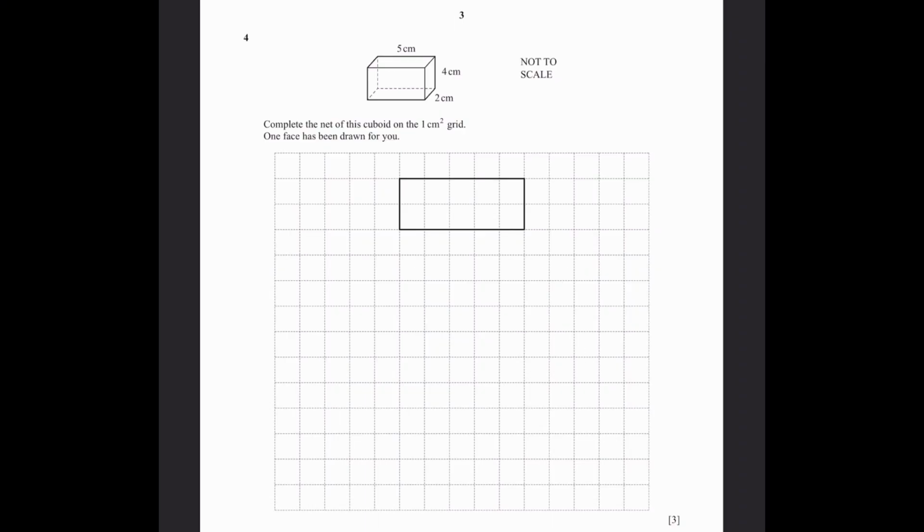Question 4. Complete the net of the cuboid on the 1 centimeter square grid. One face has been drawn for you. We can see that this length is 2 and this is 5 in centimeters. So it's probably this face that they drew. It's either that one or the one below. So this face will be connected to this one over here, which is 5 by 4.